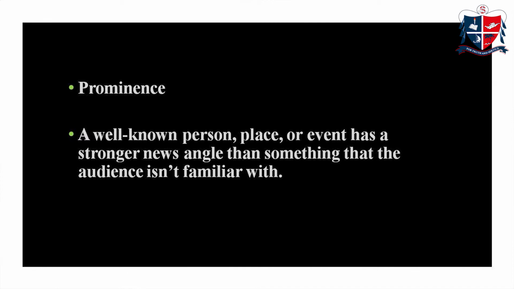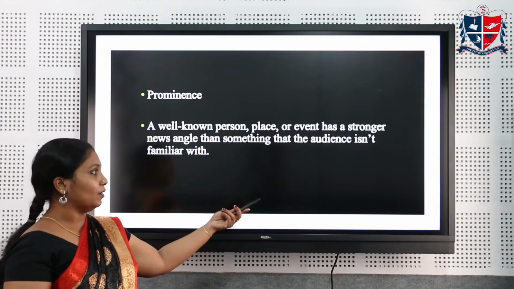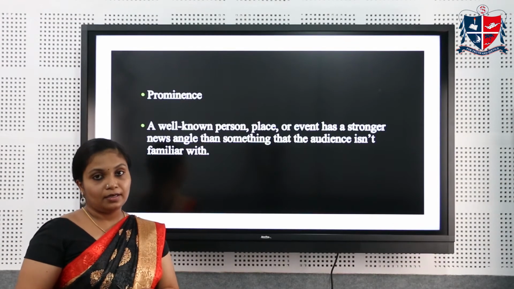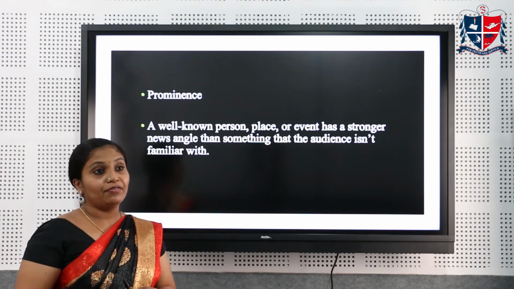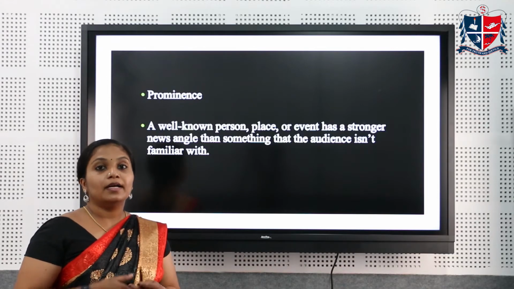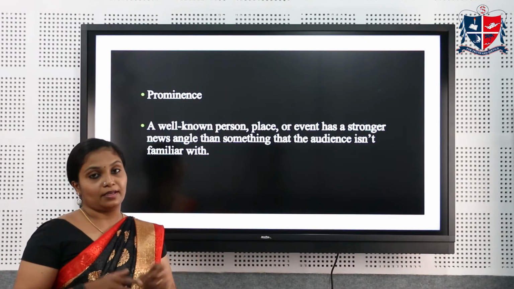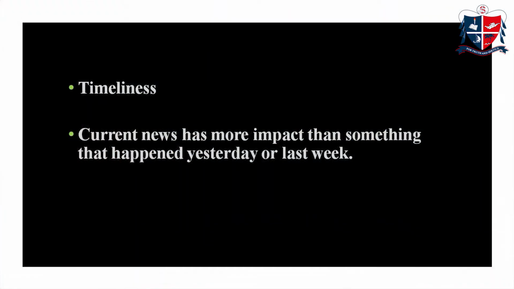The second element is called prominence. A well-known person, place, or event has a stronger news angle than something that the audience is not familiar with. If a well-known person is murdered, or if a well-known place becomes part of the World Heritage list, these are the prominence things. So prominence becomes an element of news.